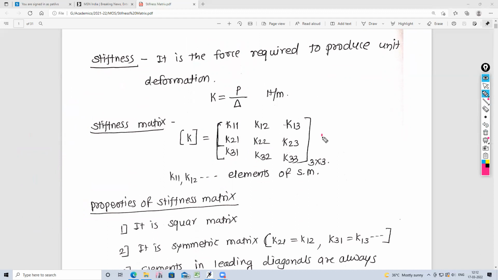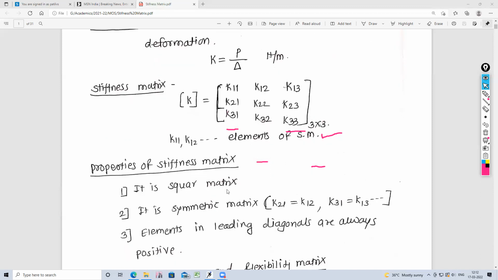Next is the stiffness matrix. The form of the matrix is something like this; a sample matrix you are seeing here. These are the different elements. K stands for stiffness, so this location is K11, that is first row, first column. This position is third row, second column, K32. This position is K13, that is first row, third column. These are called the elements of the stiffness matrix. There are three rows and three columns, therefore the size of the matrix is 3 by 3.